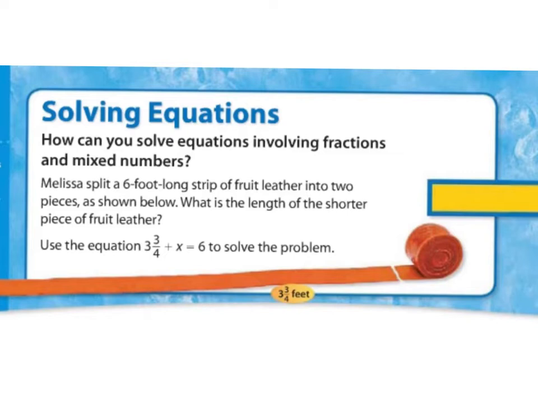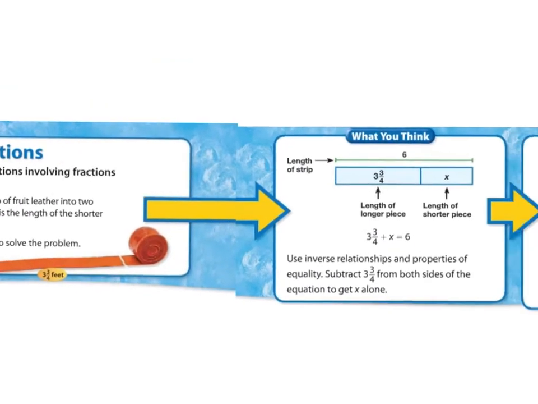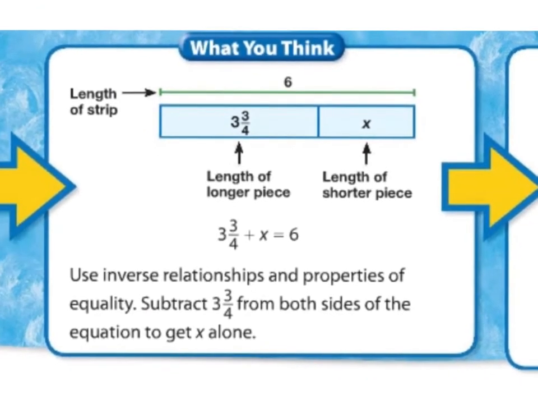So I'm going to go ahead and guess that 6 feet's the total length of this whole rope. It looks like a fruit by the foot or something. And that she split one section into 3 3/4, and she wants to find out what's left over. And so we're going to use skills that we've developed in the past to solve this problem. So just to show you a picture, 6 is the total length of strip. She split 1 into this big, and we want to find out what this x is, this unknown amount, this shorter piece.